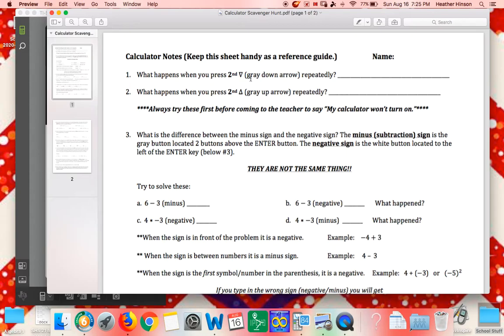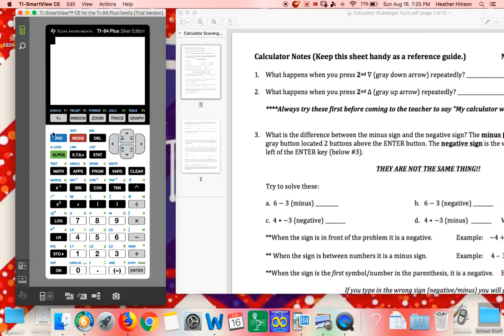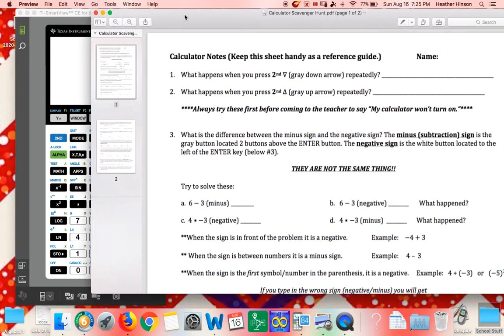The first two things at the top are pushing the second and down or second and up button. The second button is always going to be your top blue button on the left, and you'll hit second up or second down, and you'll get this little number in your top corner of your screen. That's just turning your light on your calculator up and down. You don't have to use this. There's no reason you should use this. However, some students have figured it out in the past, and they would turn the light all the way up or all the way down, and then other students wouldn't know how to turn it back to normal.